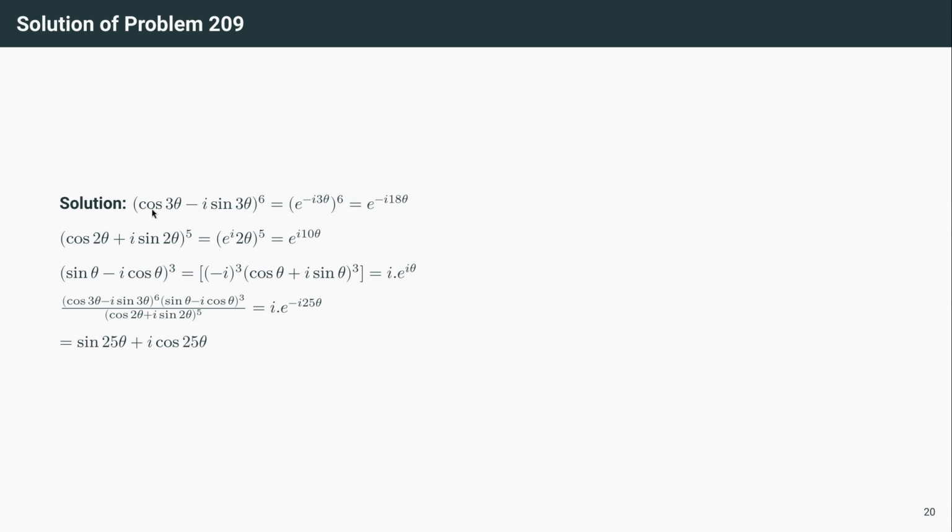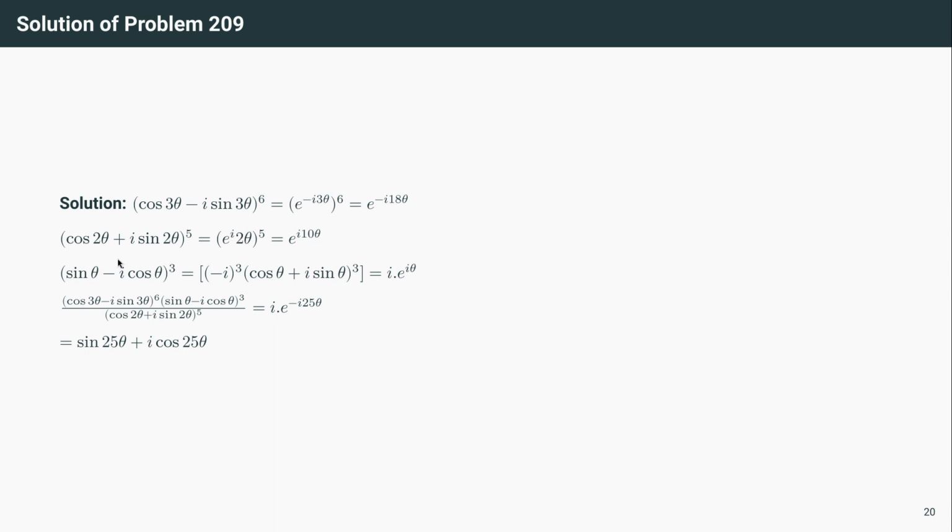So cos 3θ minus i sin 3θ is equal to e to the power minus i 3θ. If we raise that to the power 6, it will become e to the power minus i 18θ. Now cos 2θ plus i sin 2θ is e to the power i 2θ, and raised to the power 5, this will become e to the power i 10θ. This 2θ should have been appropriately typed.